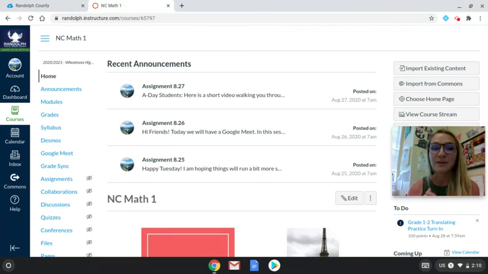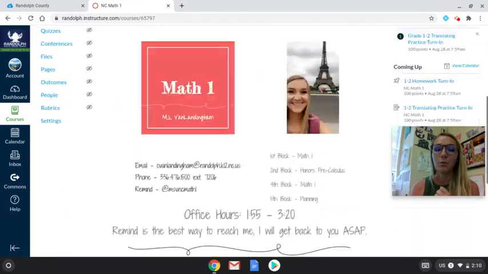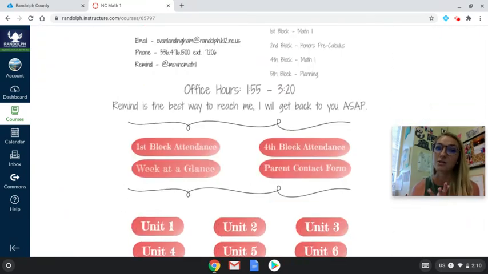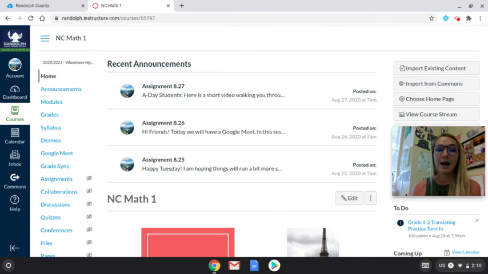After we read the announcement, we need to take attendance, or really even first do attendance. If you're in first block, click the first block button, fill out the form. If you are in fourth block, click the fourth block button and fill out the form. I've got to have that done every single day. Once you're done, you've read the announcement, you have all your written instructions there, so you can refer back to it if you ever need to.